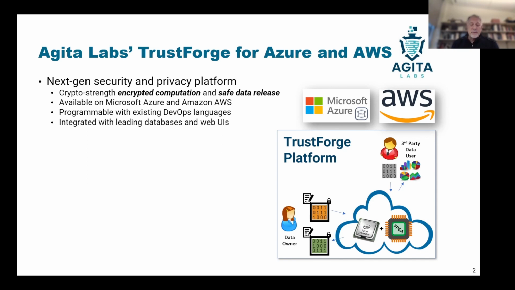It also provides a capability called safe data release, where a data owner and a TrustForge user can agree on a piece of code that can compute over the encrypted data of the data owner, and only the results of that code can be decrypted and revealed to the TrustForge user. That can allow you to do safe data sharing, like here's my genomics data, you can run machine learning and you can see the weights over that data, but you can't see anything else about my data.